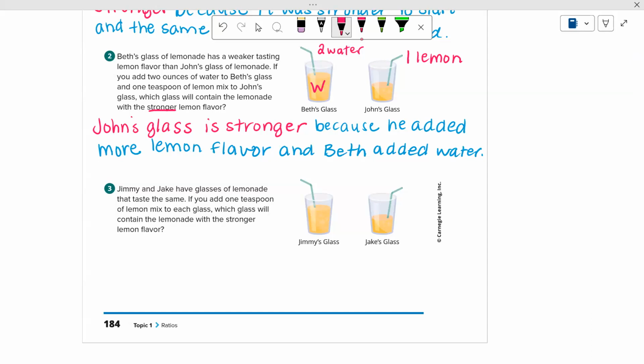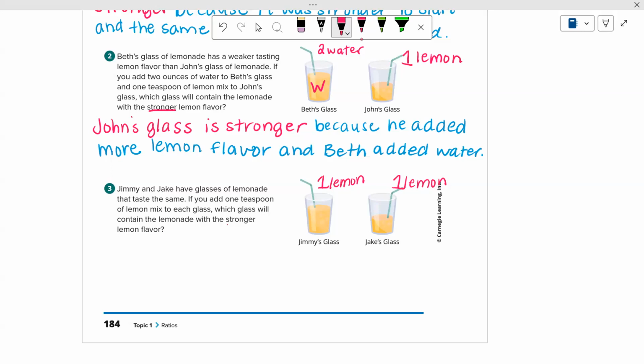And I'm going to do Jimmy and Jake. Jimmy and Jake, we know that Jimmy's glass is larger. He has more lemonade or lemon drink in his glass than Jake. Jimmy and Jake have glasses of lemonade that taste the same. So even though Jimmy has more, they taste the same. If you add 1 teaspoon of lemon to each one, that's a number 1 lemon. Those kind of look like L's, don't they? You don't want that. So 1 lemon to each one.